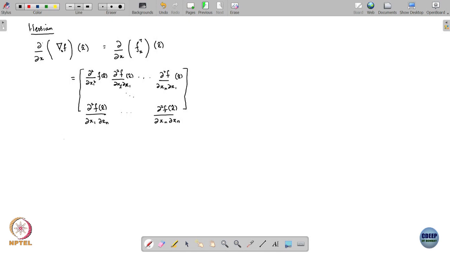Another notation for the same thing is simply del square f evaluated at x. Okay.